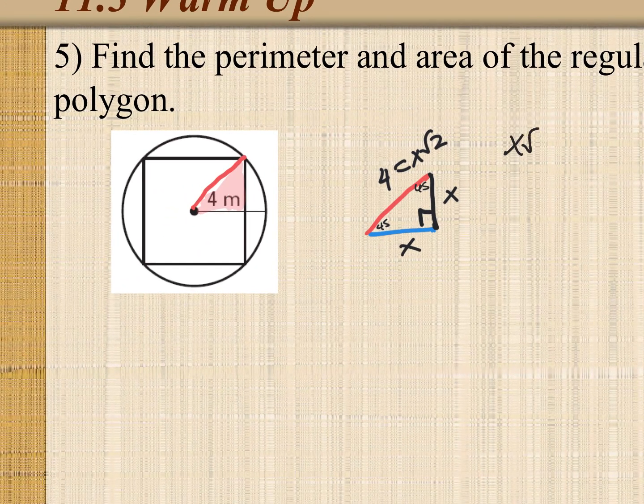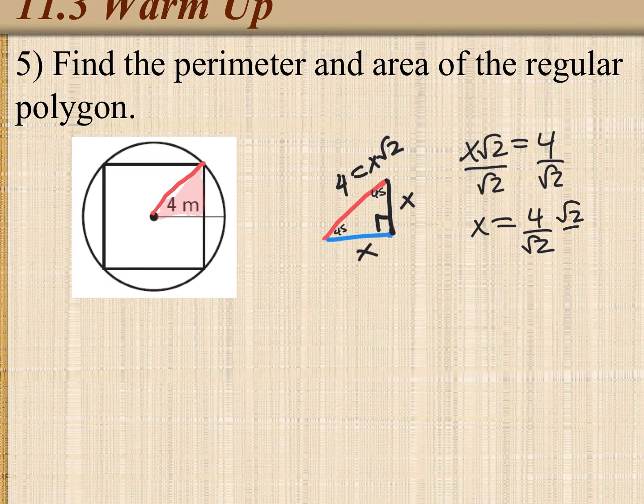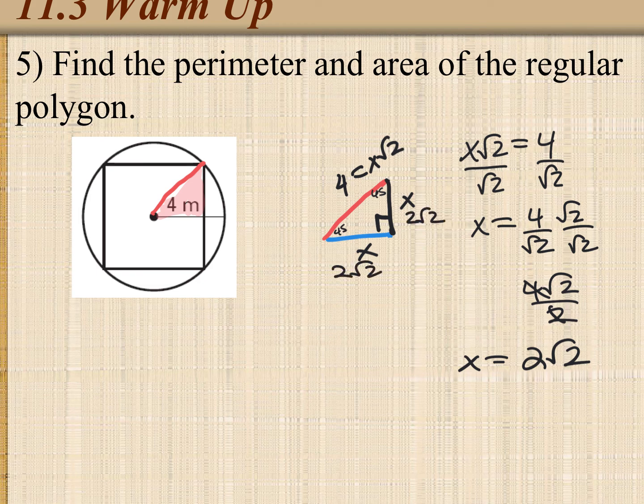So if I solve x root 2 equals 4, divide by root 2, x is equal to 4 over square root 2. I've got to rationalize, and this gives me 4 root 2 over 2. Simplify, 2 root 2. Okay, so now this is x, so this is 2 root 2. This is 2 root 2. So this right here, 2 root 2. This is 2 root 2. Add them, and the side length is 4 root 2.